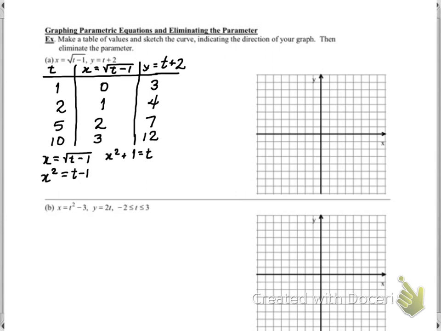The next thing you want to do is solve for t in both the x equation and the y equation. Once you've solved for t in both equations, you can set t equal to itself and solve for y. This gives us an equation for y in terms of x. It also gives us a direction on our graph.